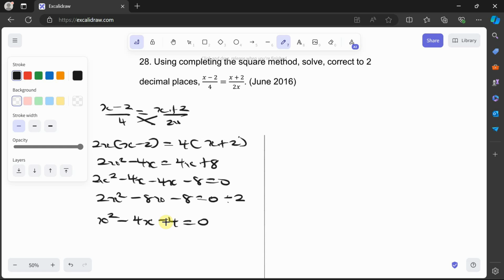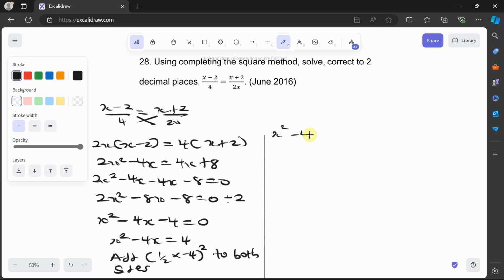Next thing is that we'll carry over the whole number part to the other side. That will be x squared minus 4x is equal to 4. Then we'll add half of minus 4, the square of it, to both sides. So that will be x squared minus 4x plus (minus 2) all squared is equal to 4 plus (minus 2) all squared.